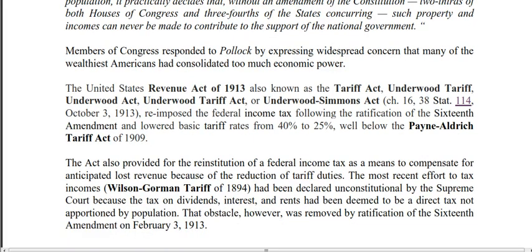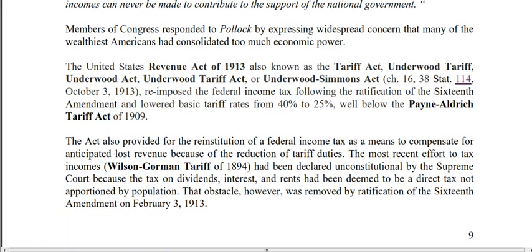Members of Congress responded to Pollock by expressing widespread concern that many of the wealthiest Americans had consolidated too much economic power. The United States Revenue Act of 1913, also known as the Tariff Act, Underwood Tariff, Underwood Act, Underwood Tariff Act, or Underwood-Simmons Act, Chapter 16, 38 Statutes at Large, 114, October 3rd, 1913, reimposed the federal income tax following the ratification of the 16th Amendment and lowered basic tariff rates from 40% to 25%, well below the Payne-Aldrich Tariff Act of 1909. The act also provided for the reinstitution of federal income tax as a means to compensate for anticipated lost revenue because of the reduction of tariff duties.